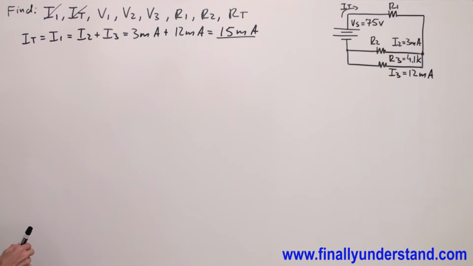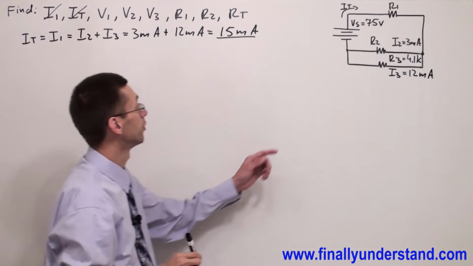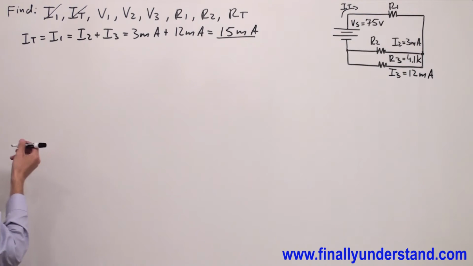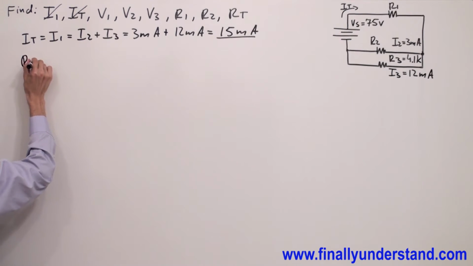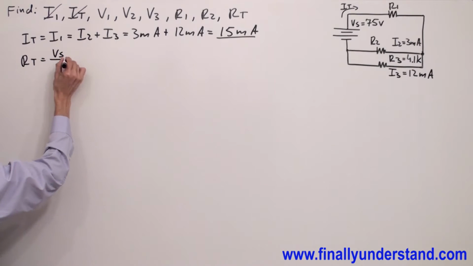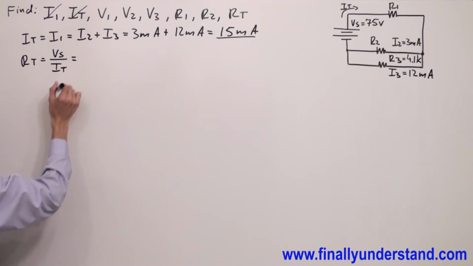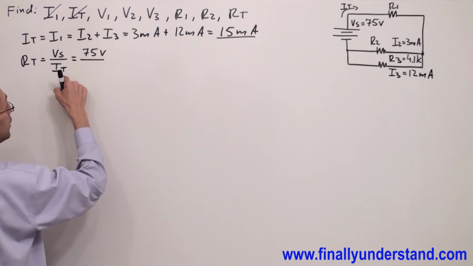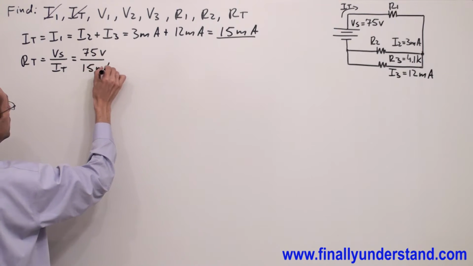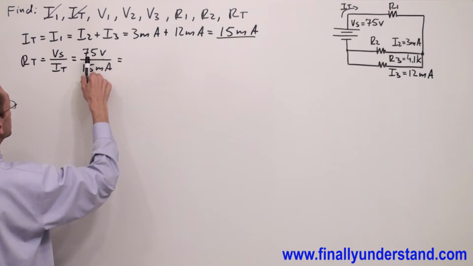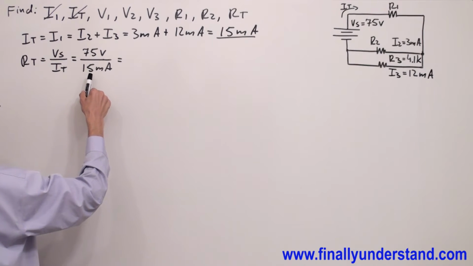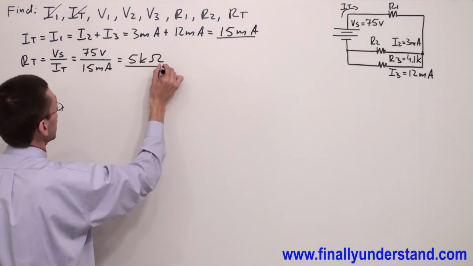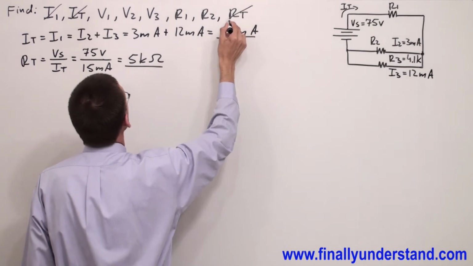Next, I have I total and I have voltage source. Okay, if you are going to use Ohm's law, you can find R total. R total is nothing else, just voltage source over I total, where voltage source is equal to 75 volts over I total 15 milliamps. So I have 75 volts over 15 milliamps is equal to 5 kiloohms. Okay, this is my R total. So we have R total.